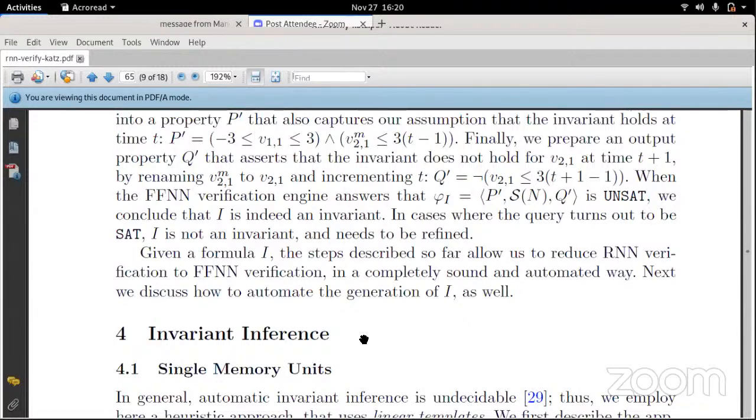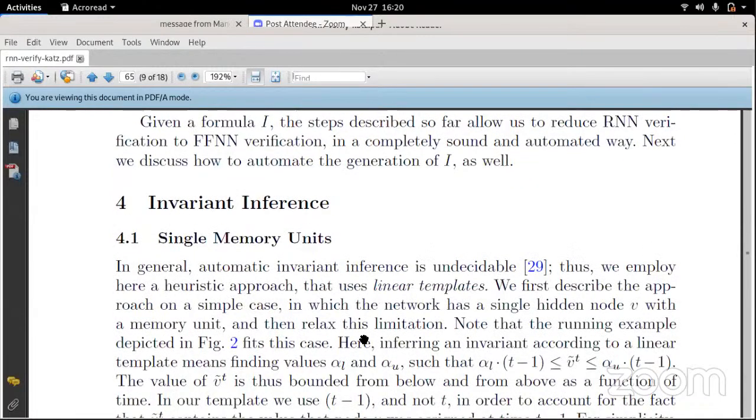If you get the property as safe, then your RNN was certainly safe with respect to that property. But if this one fails, then you cannot say anything about it. And why will this one fail? If you have a very broad invariant, if your invariant includes too many states, then this is likely to fail. So that's one thing that we have to understand here before we move to invariant inference.